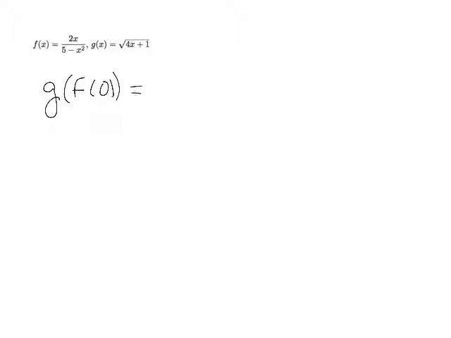So remember, this is really just the square root of 4 times f of 0 plus 1, because that's what it is. We're going to do g of f of x. So I'm going to write 4 times the square root. Oh, no, that's the problem. It has to be underneath.